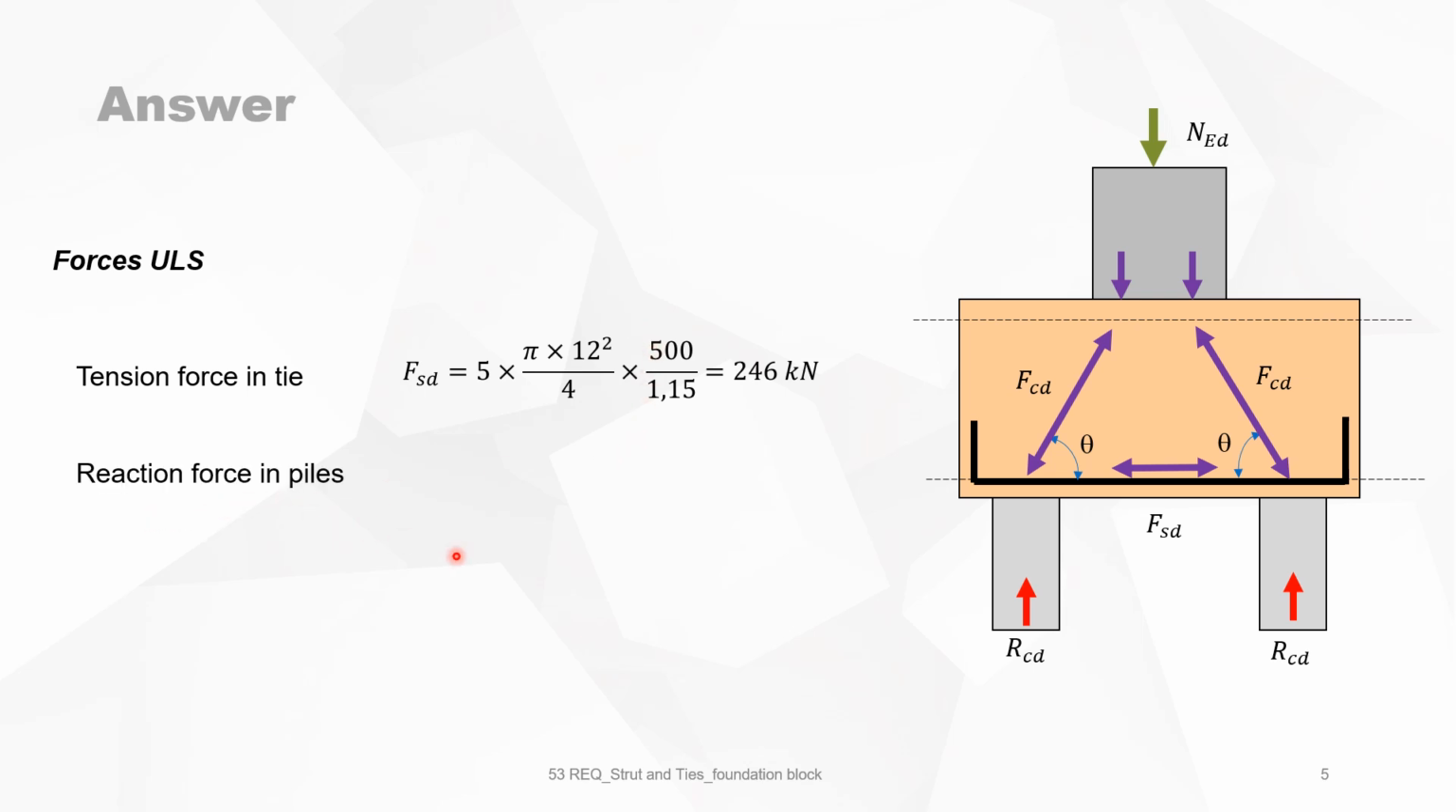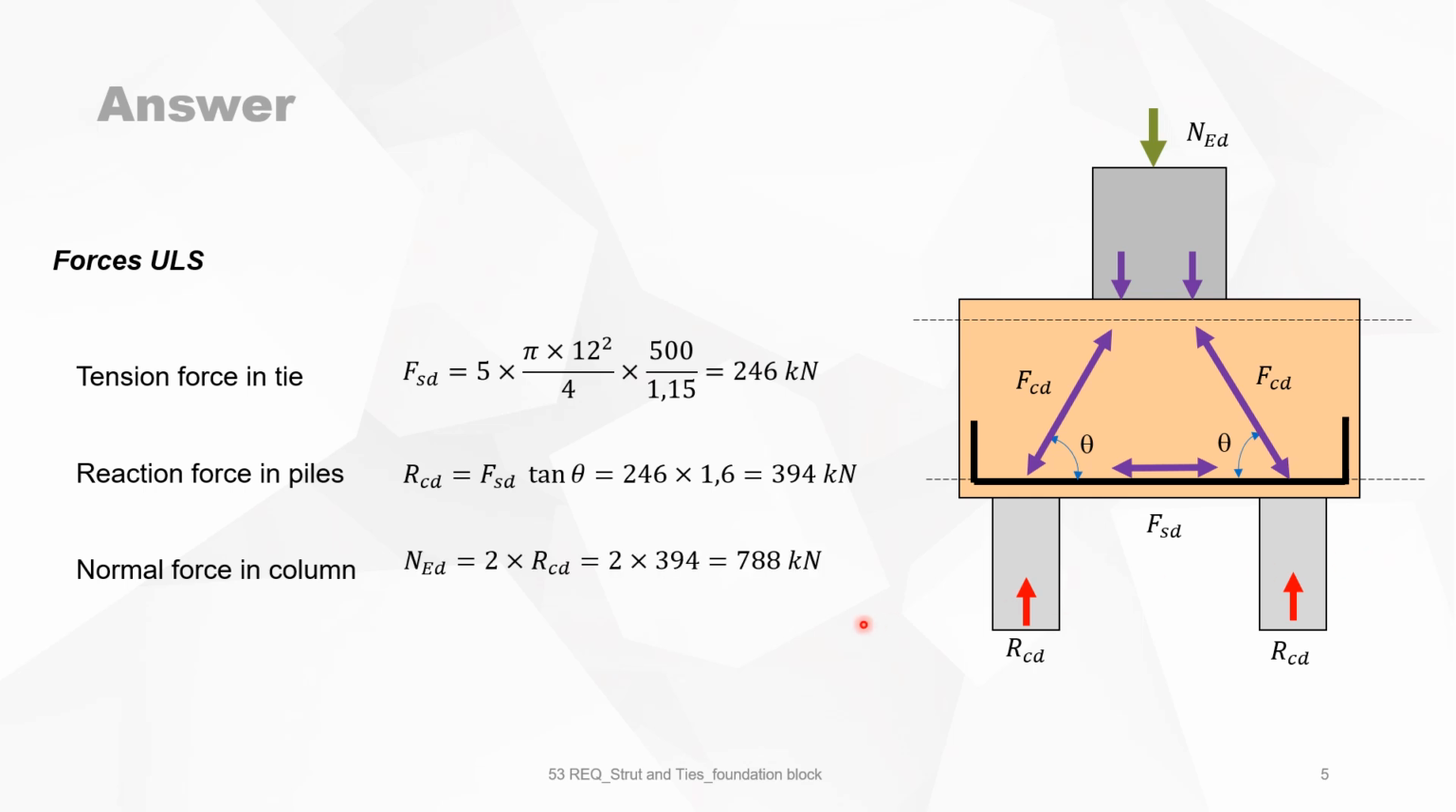Then the reaction force in the piles. You start with the tension force in the reinforcement, and then you can go directly to the reaction force in the piles because this is just this tension times the tangent of theta. And this value is then 394 kilonewton. And the normal force in the column, NED, must be in equilibrium with 2 times RCD, so it's 788 kilonewton.